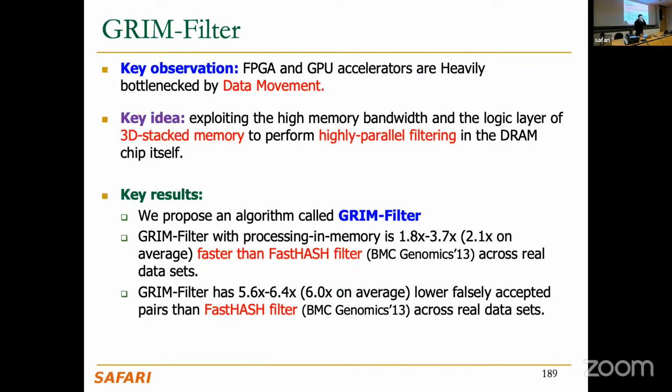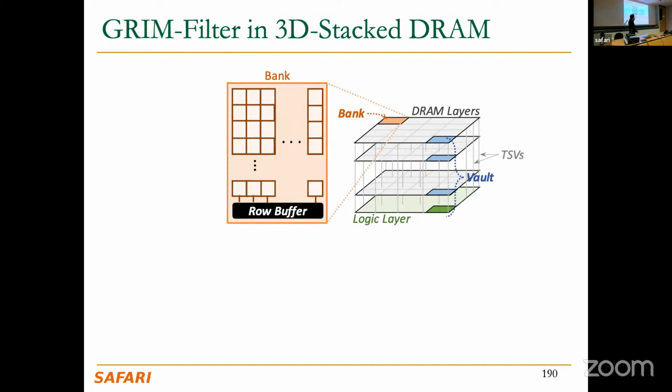basically, so remember the seeds that we're extracting from the reference genome and then storing in the hash table. So the idea is we can do the queries in an extremely parallel way. So then the question is how? In Greenfilter, we're exploiting the structure of the 3D stack DRAM. So what this means is that in the bottom layer, you have your logic layer, right? So you have your custom logic, let's say. In the upper levels, you have the DRAM layers.